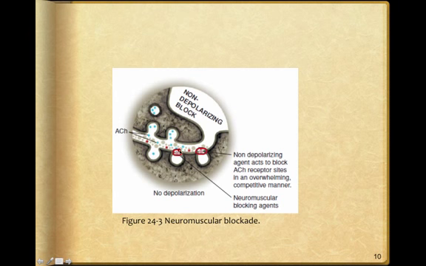Neuromuscular blocking agents are shown here in the light red. And what they do is they do not allow the transmission from the nerve to the muscle or the motor end plate. No transmission, no action potential.